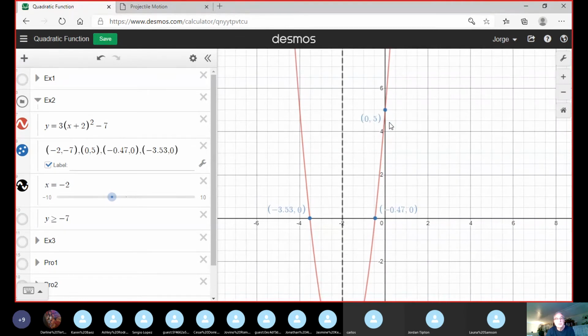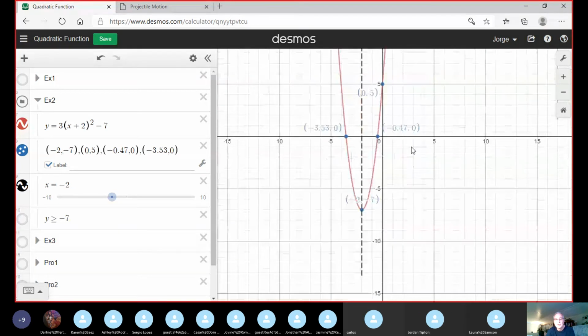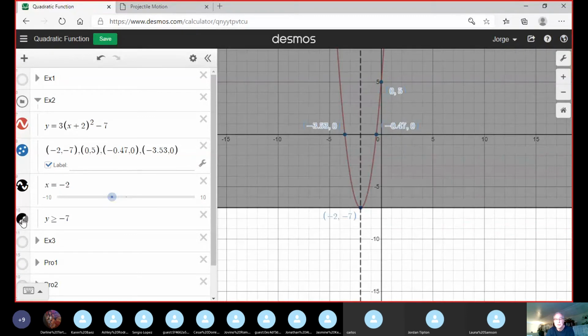And this was easy because it's just C in the standard form. And now the domain: the parabola covers from -7 to infinity. Look, this is my range, because the domain is always all real numbers. Any question? Any question? No?